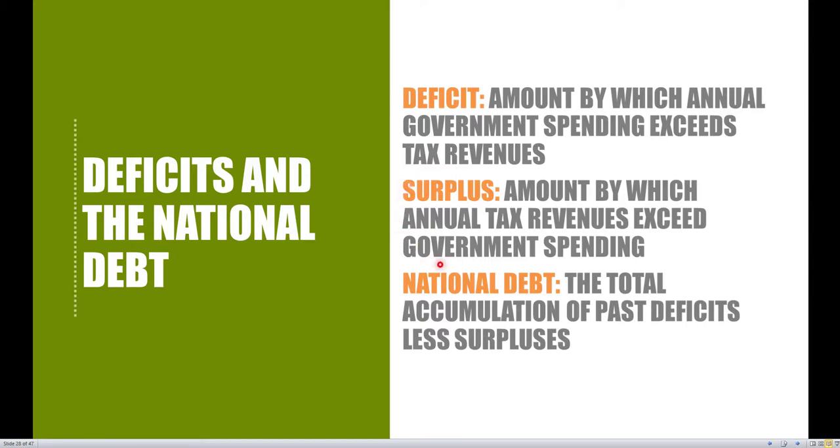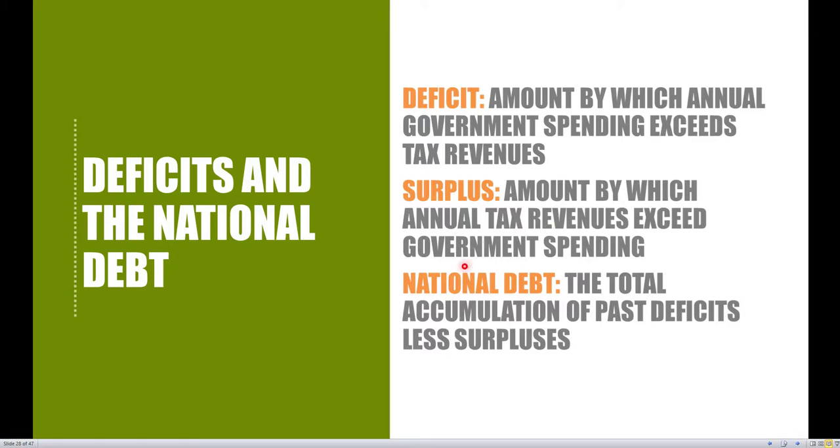Along the same lines, we can calculate out a surplus, the amount by which annual tax revenues exceed government spending. So if we spend less than we take in as tax revenues, then we're going to be running a surplus. The last time we ran a surplus was during Clinton's administration in the 90s. I think for maybe only 1 or 2 years we ran a surplus. And just like with a deficit, a surplus is only given for one particular year. So say in 1998, we ran a surplus. We can say, hey, we spent less than we took in as tax revenues, so for this particular year, we ran a surplus.